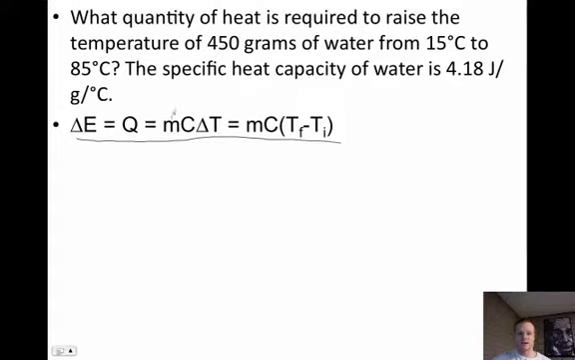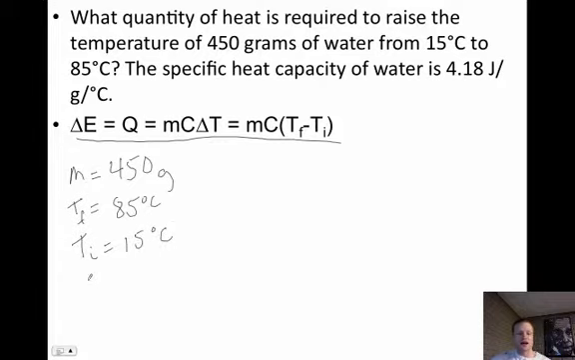Basically you are just going to be plugging numbers in. As always, I recommend writing down your knowns and your unknowns. The mass is 450 grams. The T final is 85 degrees Celsius, and the T initial is 15 degrees Celsius. And the specific heat, C, is 4.18 joules per gram degrees Celsius.